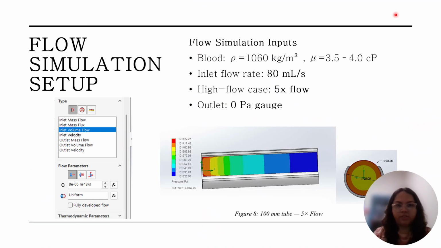For the flow simulation, I used realistic blood properties to create my own fluid in SolidWorks, with a physiologic inlet flow rate of 80 milliliters per second, or the conversion of it to meters cubed, which represents peak systolic flow. I also ran the simulation in this case at 5 times that flow to simulate high demand or emergency conditions, and this gave me a worst case pressure value that I later used in the structure analysis.